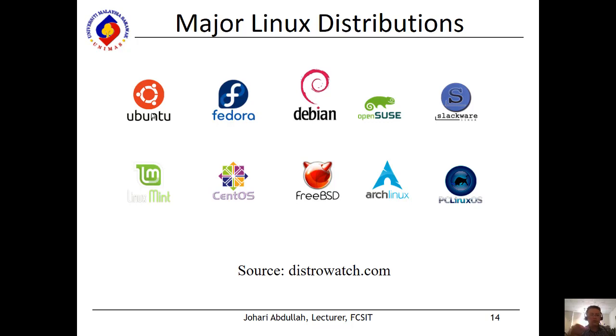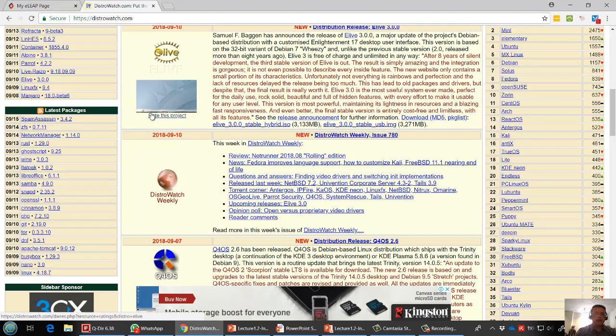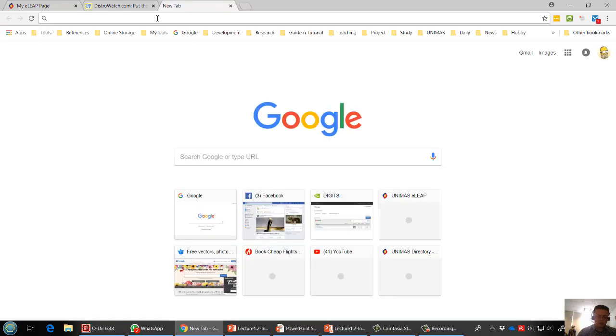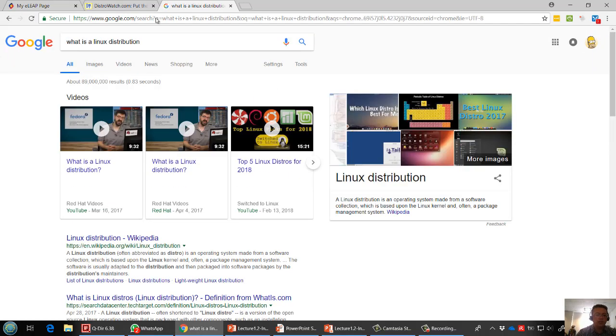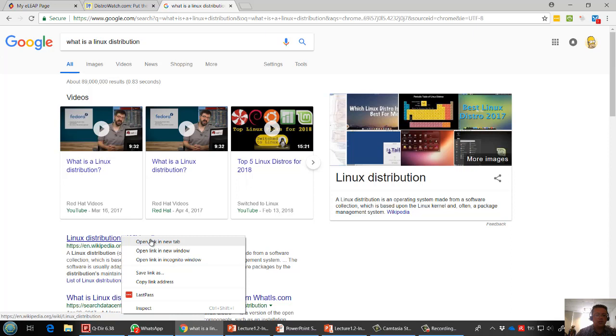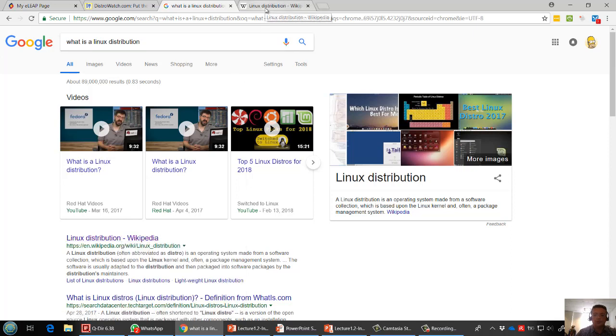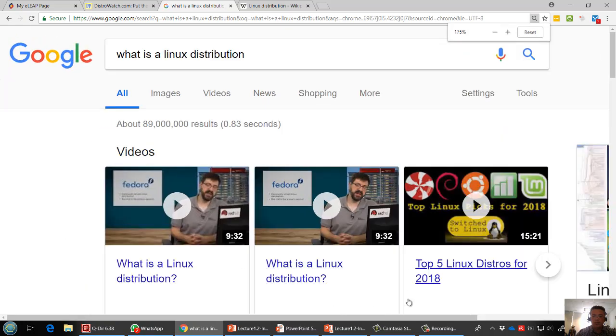So probably we should look at the internet for a definition of distribution. So what is a Linux distribution? Let's try Wikipedia. Oh, there is one here actually. So let me zoom in.